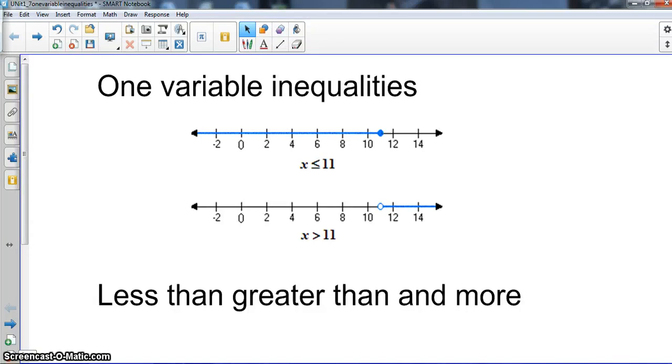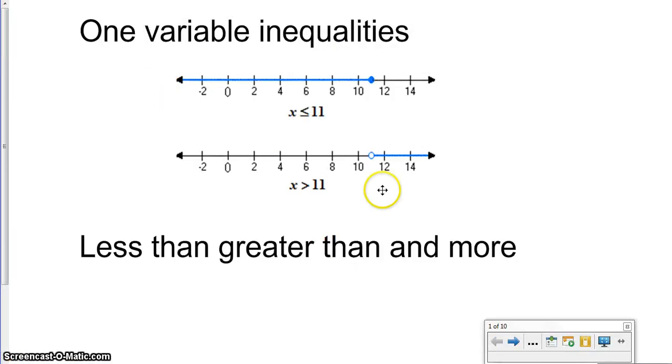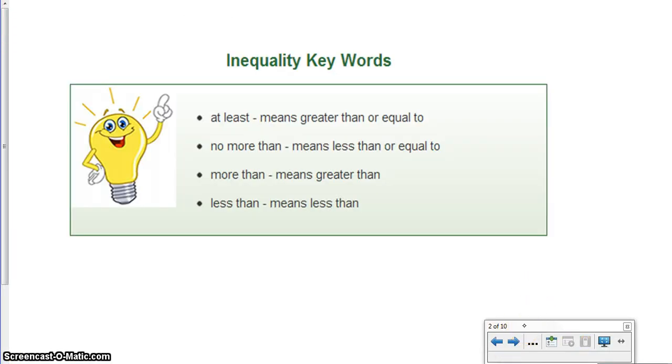Tonight we're going to talk about one variable inequalities based on a number line. I know that you've already done these in 6th and 7th grade with the open dot and closed dot, but there's just a couple of little glitches that we may have encountered on the road, and I want to make sure that we understand them. Two of the big things are going to be the concepts of at least and no more than.